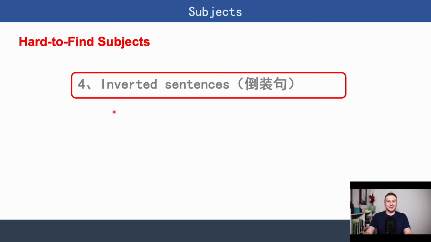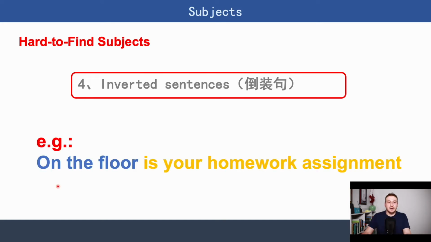All right. And the last case where it would be hard to find the subject is when we have inverted sentences. Now, what is an inverted sentence? An inverted sentence is when we take the subject, we take the verb, and we change their position in a sentence. Here we have, on the floor is your homework assignment. On the floor, and then the verb is, and then the subject is your homework assignment.